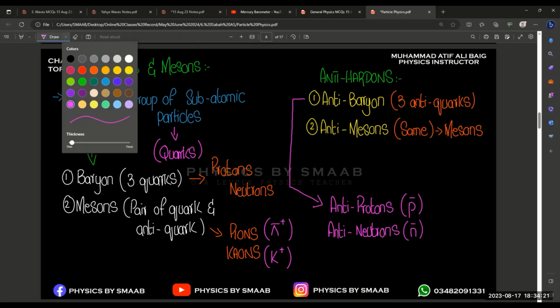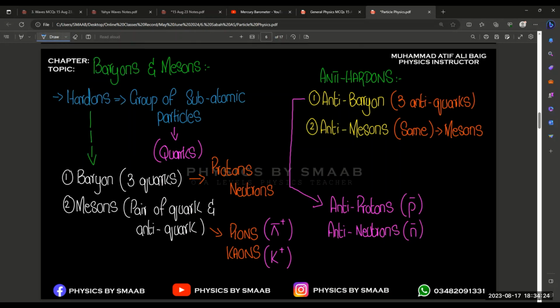And in the category of antimesons, what will be the example? Antipions, with negative sign. And the last one, antikaons. Okay, so like the pions and kaons are for antimesons, and antiprotons and antineutrons are for antibaryons. Yes, so this is the only difference.